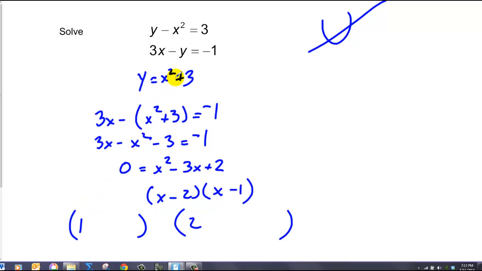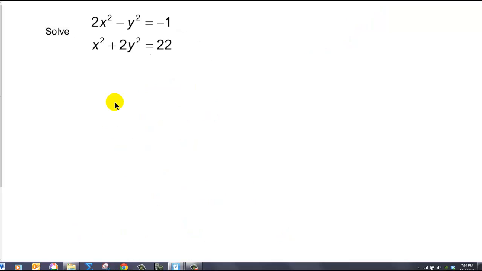Plug back in to find my y, and I can do that right here. I know that 1 squared plus 3 is 4, and 2 squared plus 3 is 7. So those would be my two intersections.